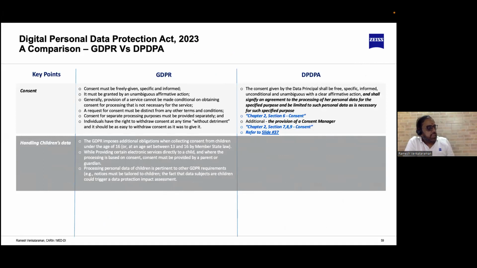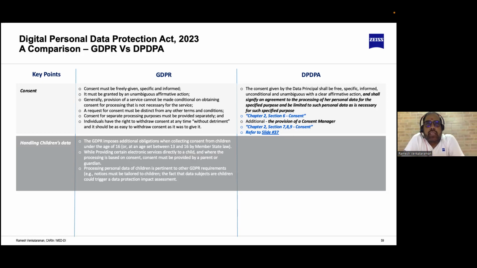Handling the children's data is being looked at in a very, very focused way. So if you're a data fiduciary, we need to be very careful. In fact, GDPR also has that provision, as we know, 18 as the, 16. And some of the EU member countries have the provision to amend it to 13, let us say, while providing certain electronic services directly to a child. In fact, we talked about this when we talked about the California Consumer Privacy Act, right? 2021, the same kind of provisions.